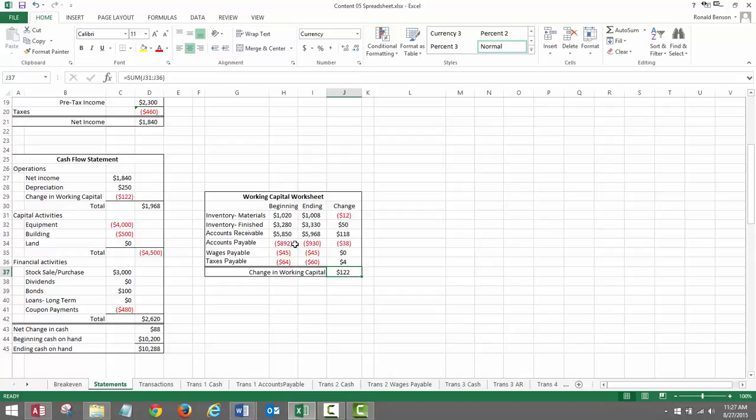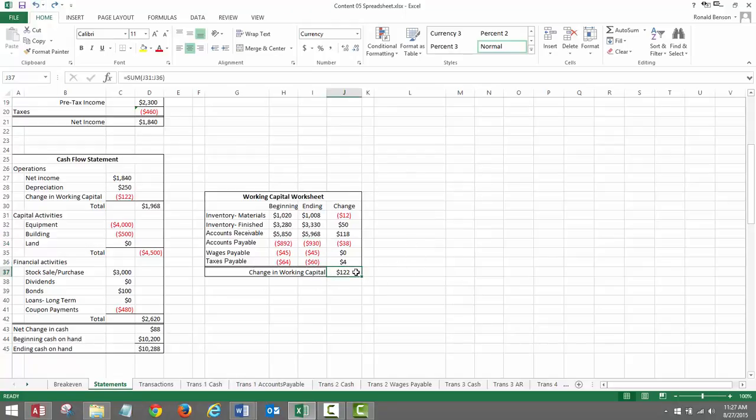If accounts payable went up suddenly to 1,930, I better put a minus sign in front of that. That's money that you owe to vendors. Then suddenly we would have 878, and that would mean our cash will go up by 878 on the statement over here. But let's change that back to where we were.